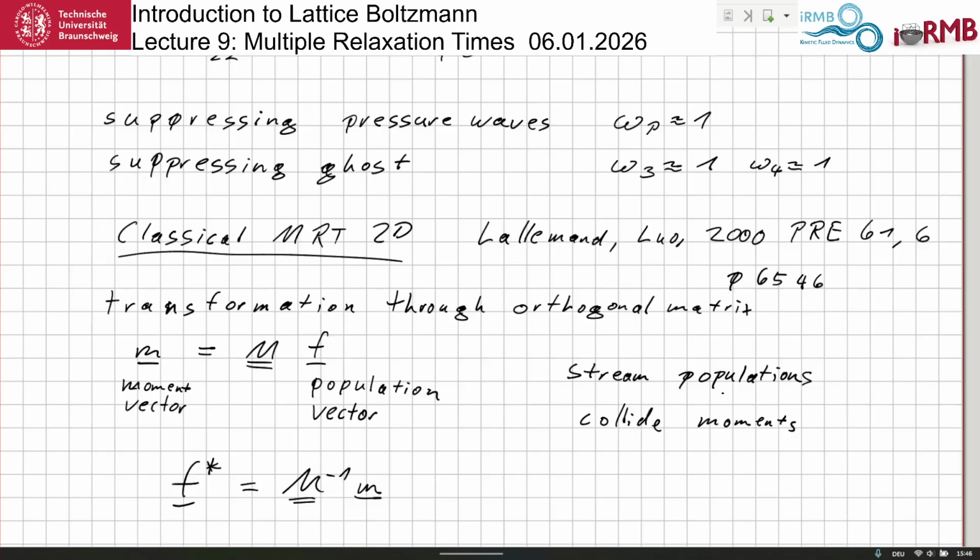So please don't implement this. This is very inefficient. I mean, this is how, in principle, it works.